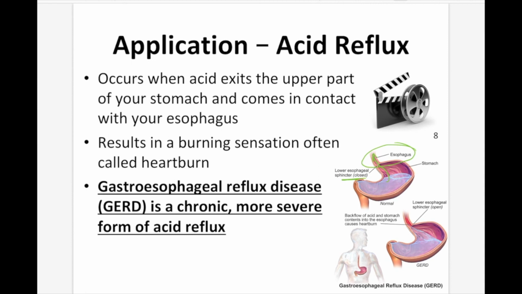Now, if you have a more exaggerated version of this acid reflux where it happens more often or it's more severe, it also has a name. It's called gastroesophageal reflux disease, or GERD. And it's a chronic, more severe version of acid reflux, like I was just saying.